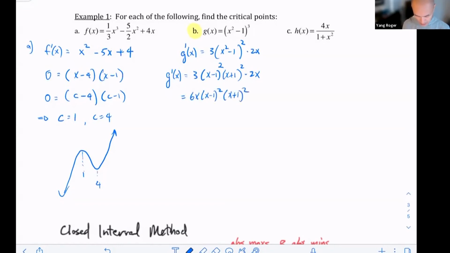Now I want to set it equal to 0. And I'm going to change all those x's to c's. You don't have to do that. I'm not even sure why I do it. I think it became a habit at some point. C stands for critical value. So I hope we can see that we get c equal to 0, c equal to 1, and c equal to negative 1. Does that make sense? Is there any questions about that?